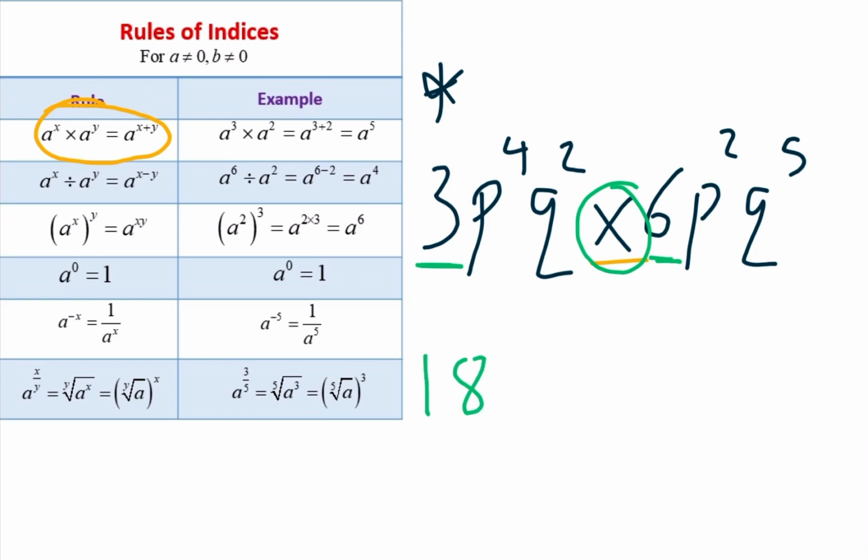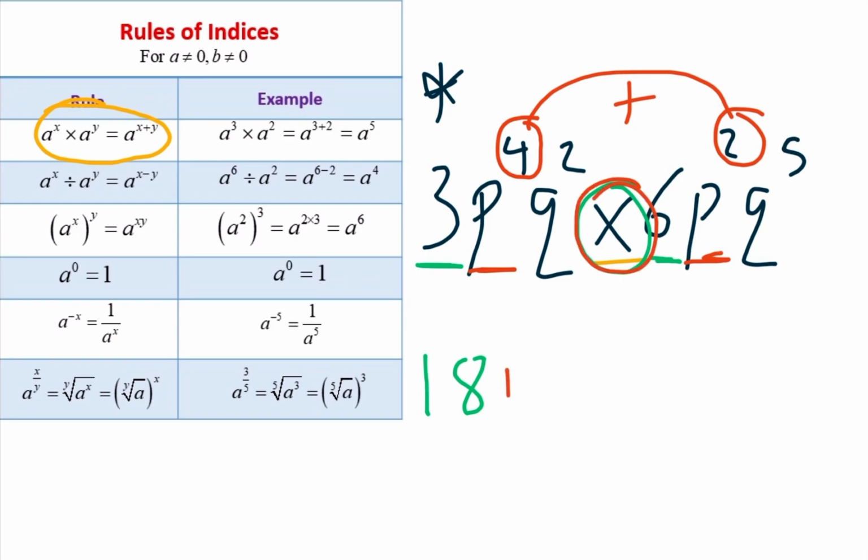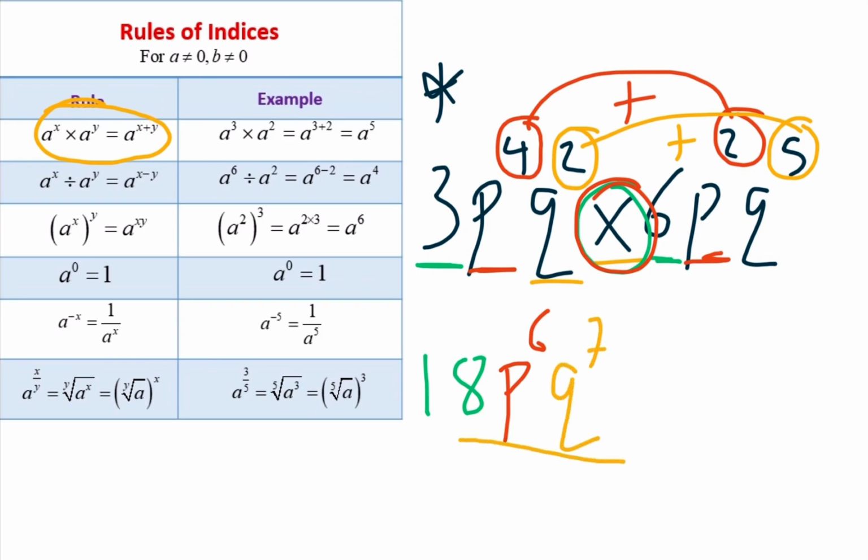So that's done. Then you've got p^4 and p^2. So what I can do is, we've got powers involved, so connect them and put the plus sign. Why the plus sign? Because we're multiplying. So 4 plus 2 gives me p^6. And then you've got, use another color, q^2 and q^5, connect those together, add them together. So therefore, we get a q, and 2 plus 5 gives me 7. We put the answer together, our number, our p, and our q, and we get 18, p to the power of 6, q to the power of 7, all as one.